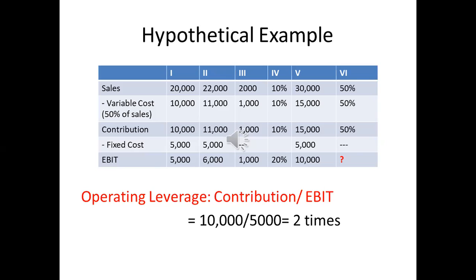So in this case, EBIT earlier was rupees 5,000. Now EBIT is 6,000. There is an increase of 1,000, which means that EBIT increases by 20%. So it means that if sales increase by 30%, EBIT will rise by exactly 60%. If sales increase by 50%, EBIT will rise by double the 50%, that is 100%.